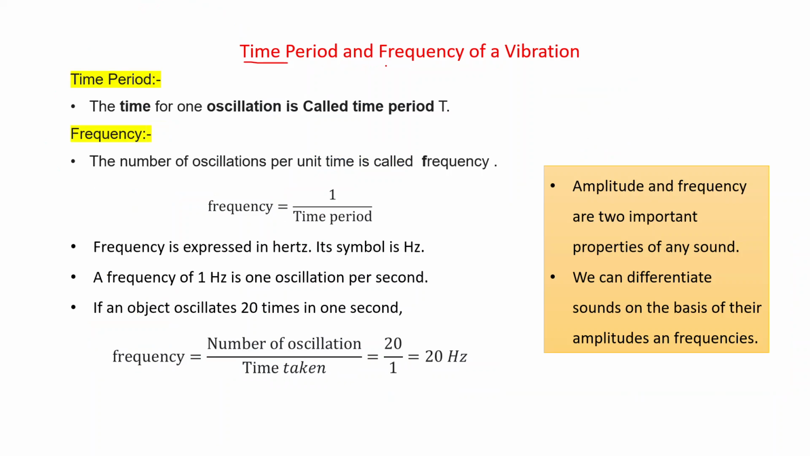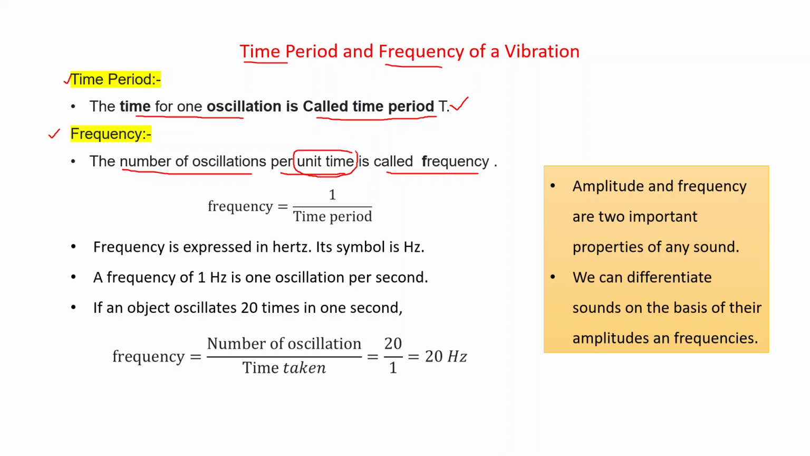Now, time period and frequency of a vibration. First, time period. The time for one oscillation is called time period, and it is represented by T. How much time is required to complete one oscillation, that is called time period. Frequency: the number of oscillations per unit time is called frequency, and generally this unit time we consider as 1 second. Number of oscillations per second is called frequency.